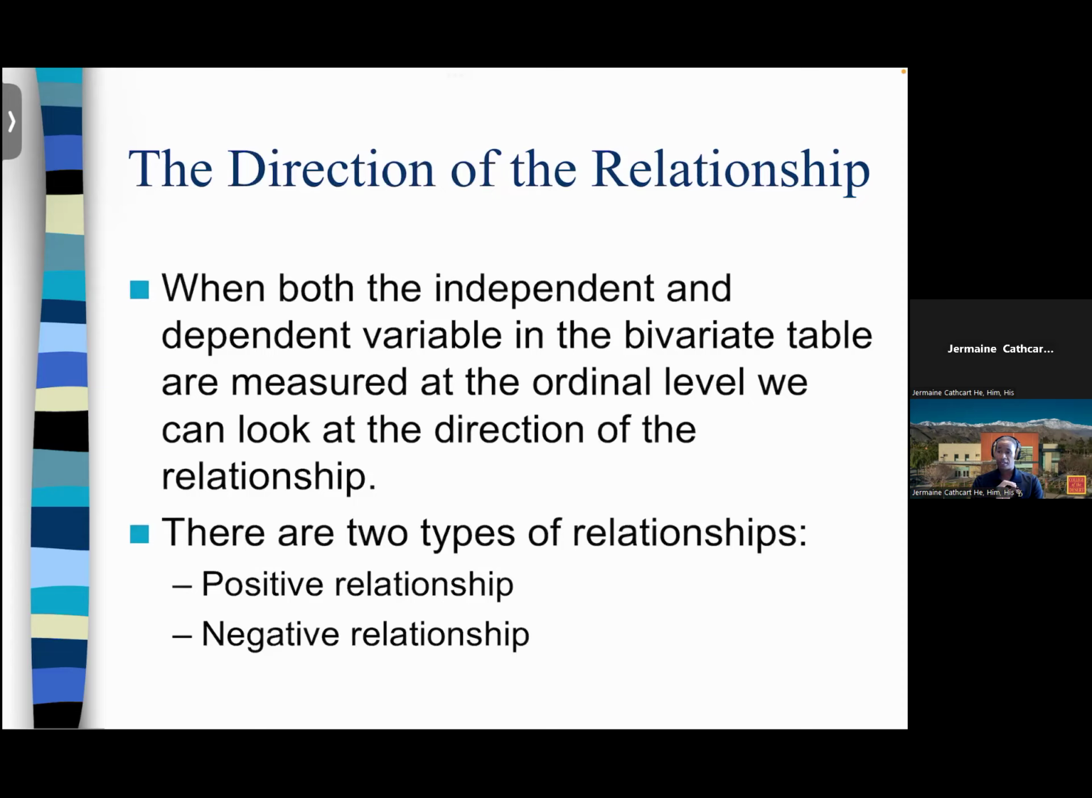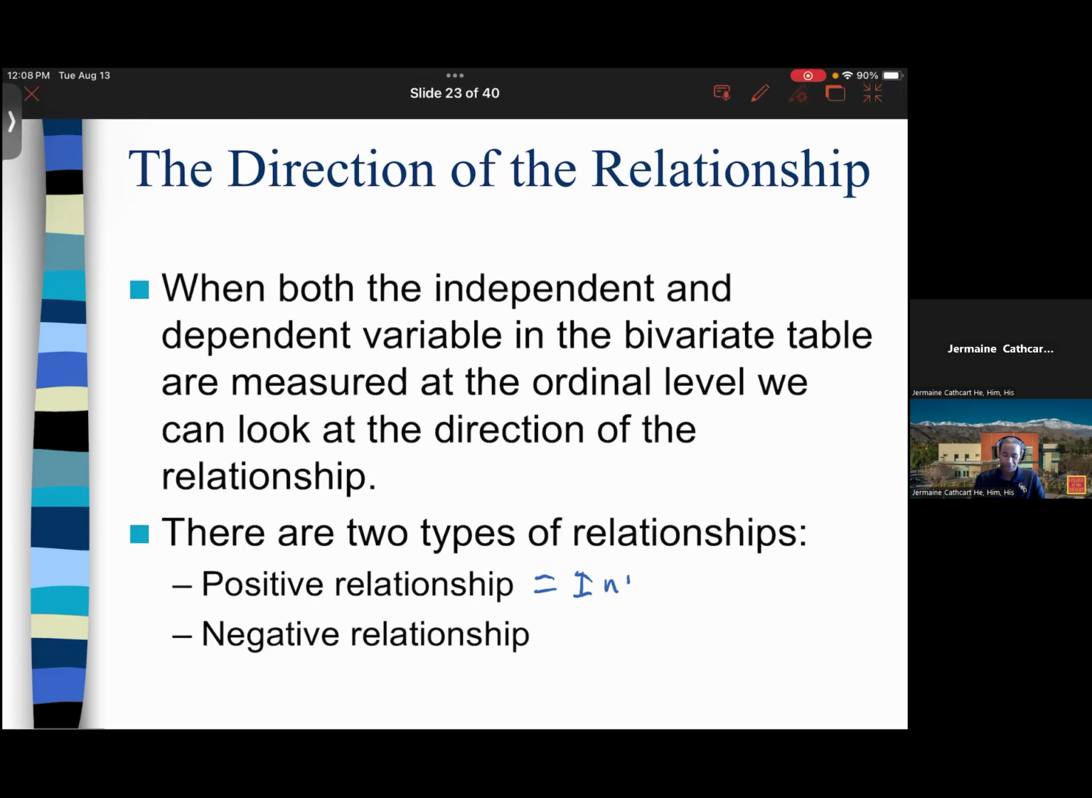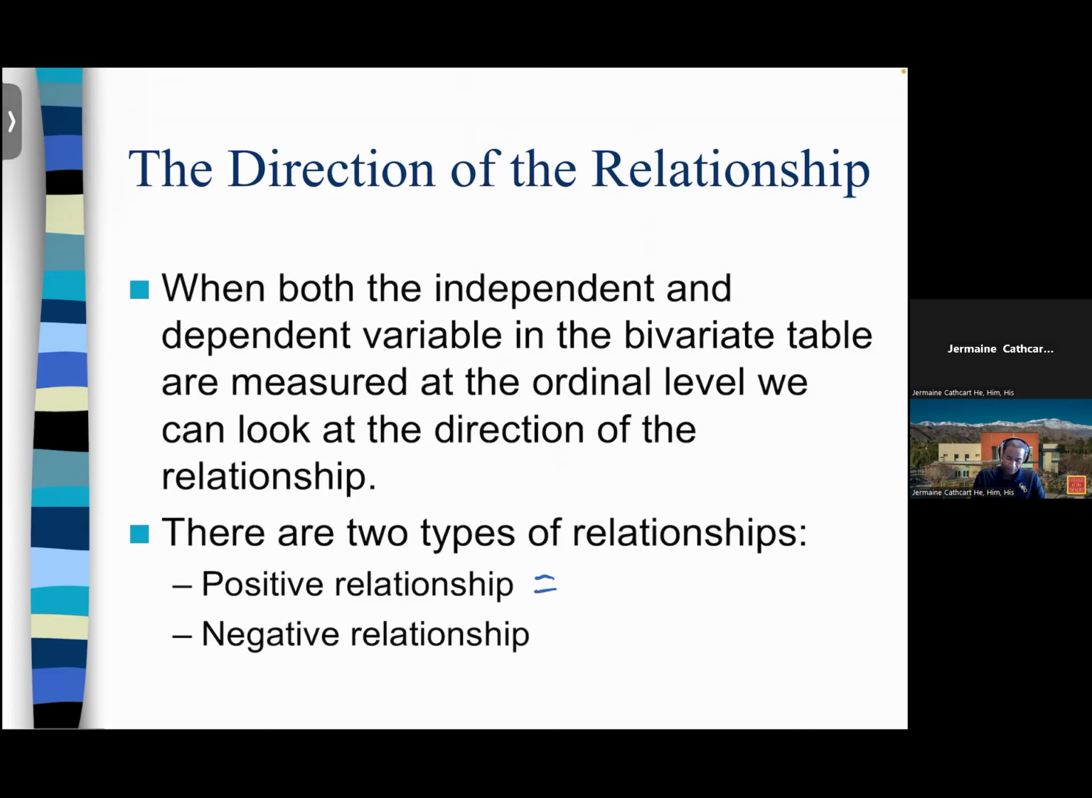This textbook uses the term positive and negative. I don't like those terms. Other textbooks use terms such as inverse. Well, they do use inverse, but for the other one. So direct for a positive relationship and inverse for a negative relationship. So what do I mean by that?